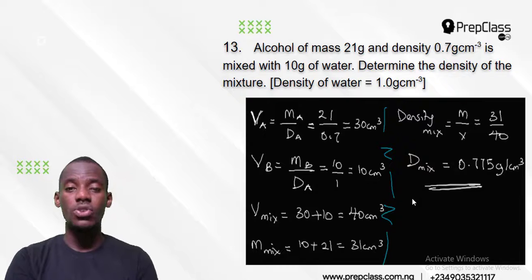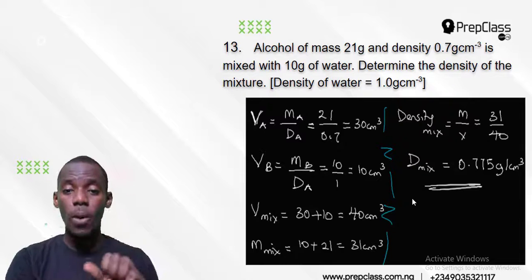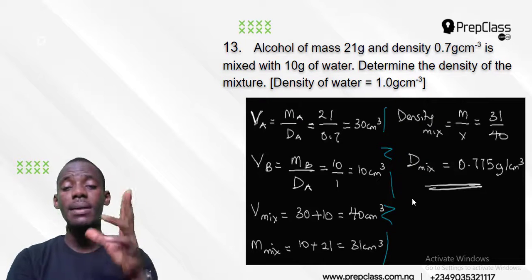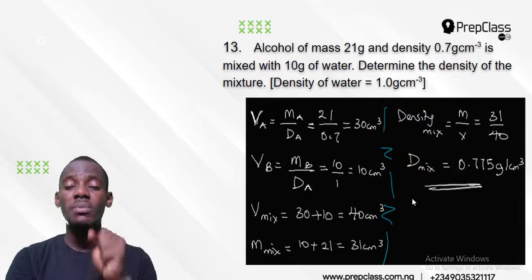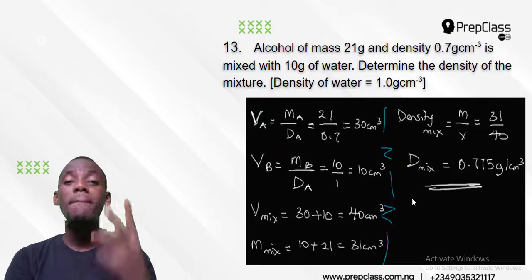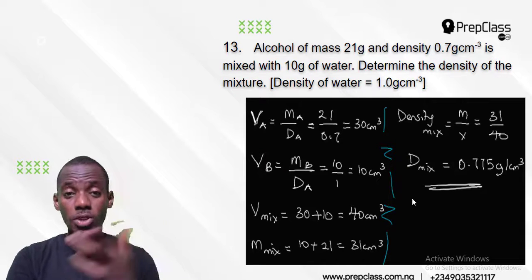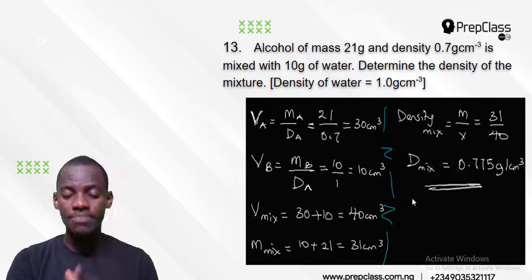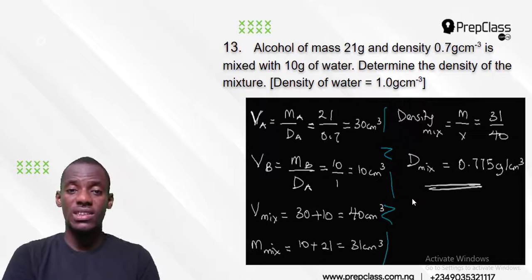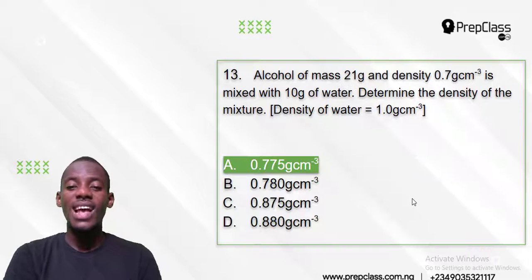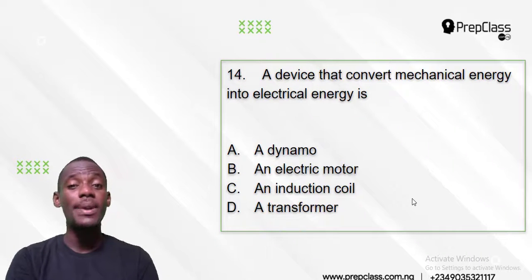That is the density of the mixture. First, find the volume of each of them by dividing the mass by the density. Add up the volumes, and that's the volume of the mixture. Then find the mass of the mixture, which is the combination of the masses of the two of them, and that's 31. Then divide the mass by the volume, and you get the density of the mixture, and that is just it. Nothing more, nothing less. A is the correct answer, and I believe you can do it.